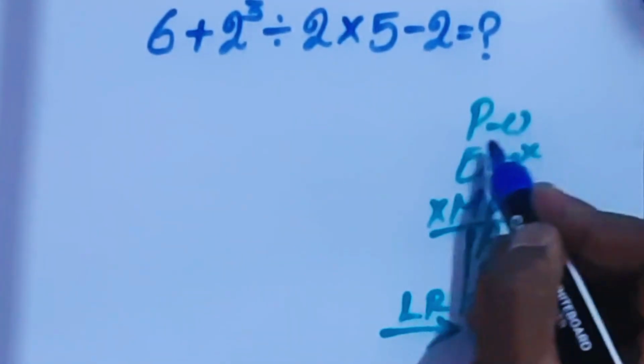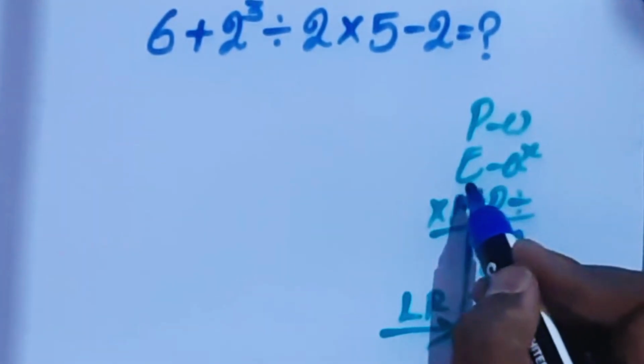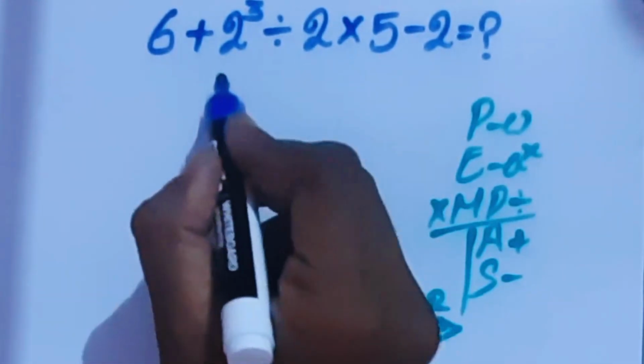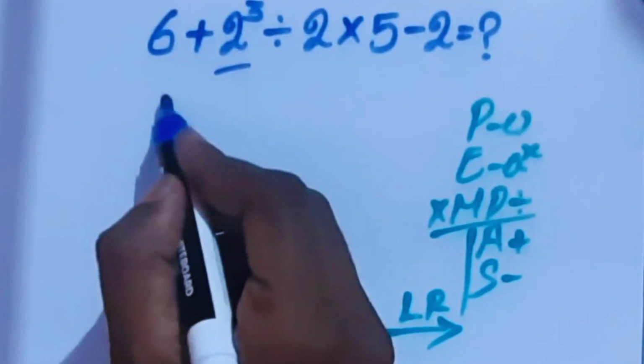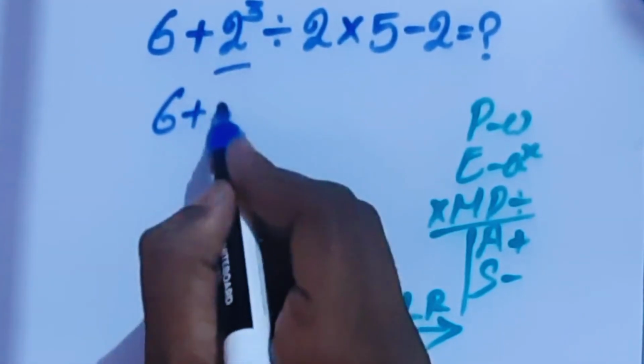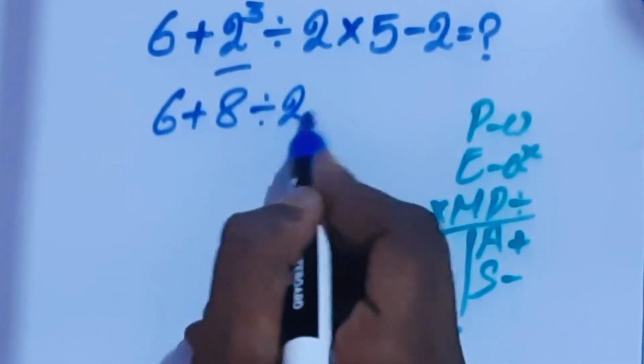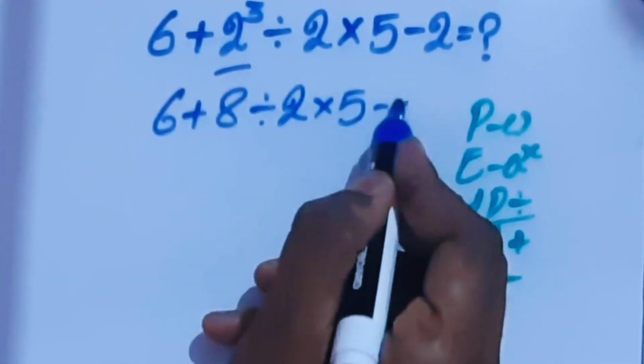Here, as per the order of operations PEMDAS, the bracket is higher priority. We don't have a bracket in this problem. Next priority is exponent. We have an exponent here, 2 power 3. We have to do this 2 power 3 before any other operation. So 6 plus 2 power 3 is 8, divided by 2 times 5 minus 2.